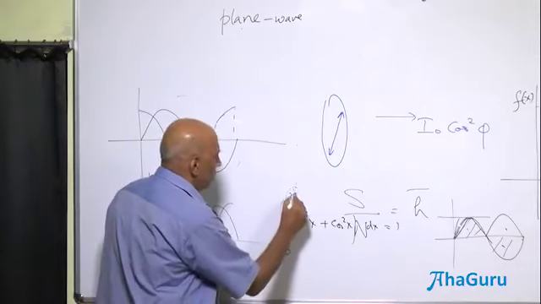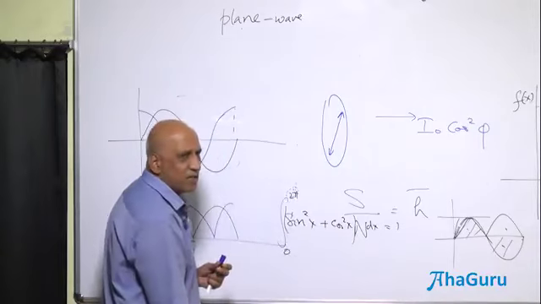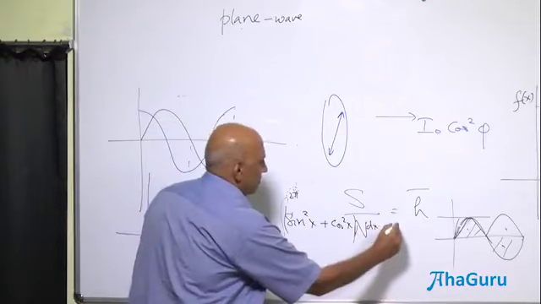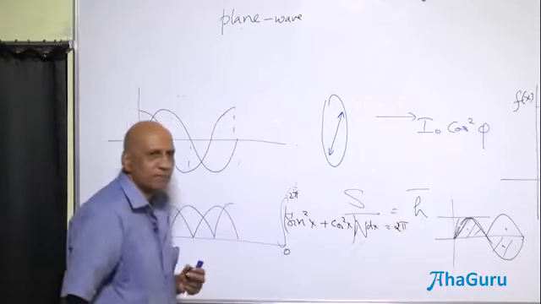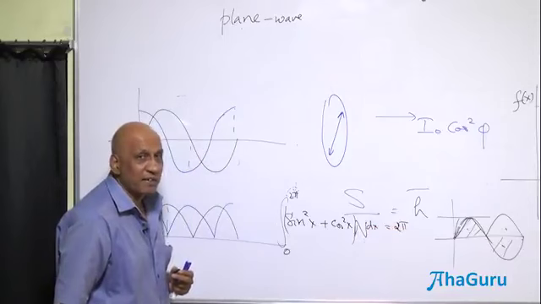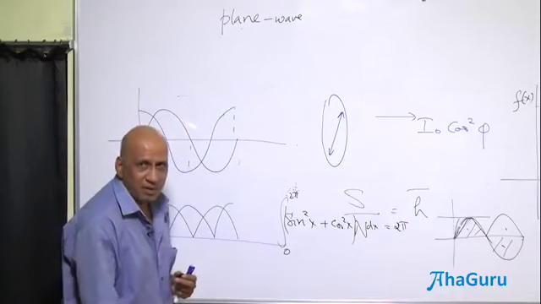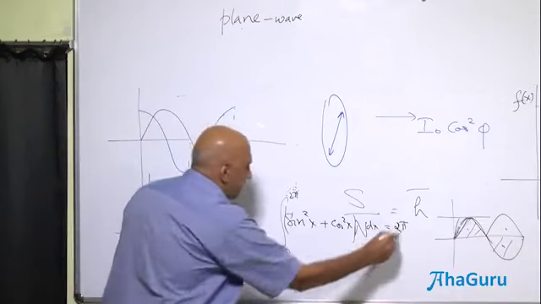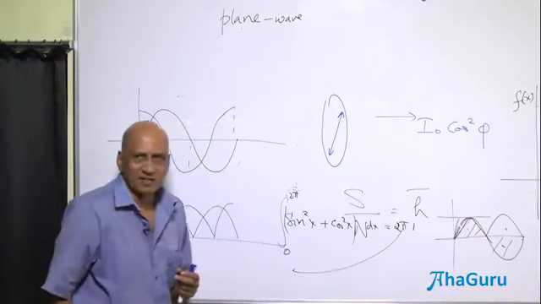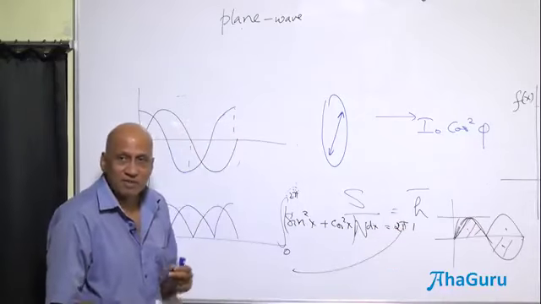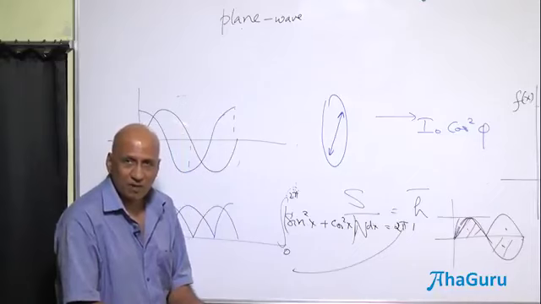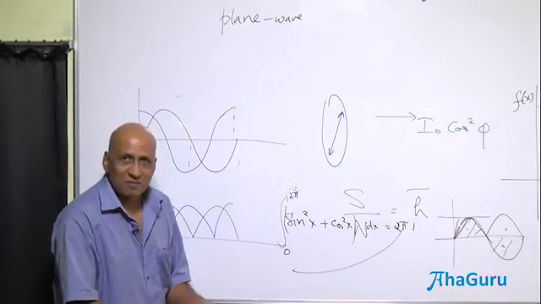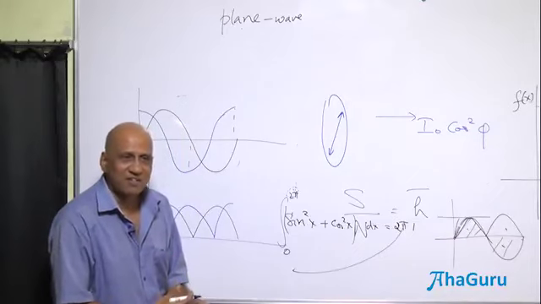From 0 to 2 pi, 1 dx is going to be 2 pi. What should I do to find the average? I have to divide by 2 pi. When I divide, the answer is 1. So the average of sine squared plus cos squared is 1. But sine squared and cos squared have the same average, so each one is half.